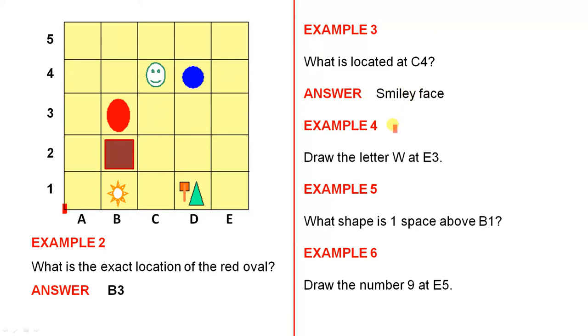Example 4. Draw the letter W at E3. Now let's find out where E3 is. There's E. 1, 2, 3. So we draw the letter W there.